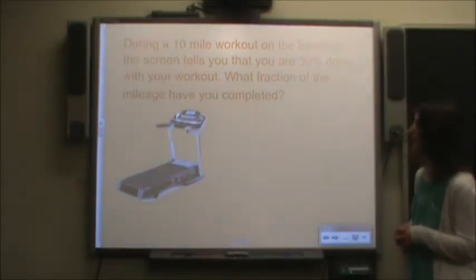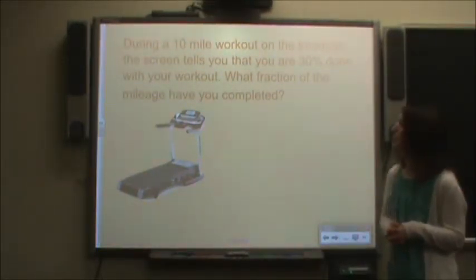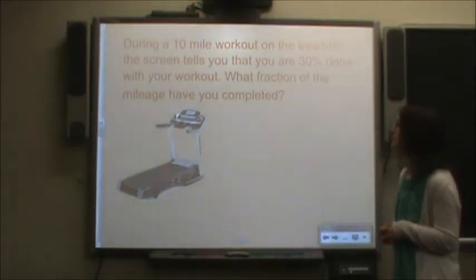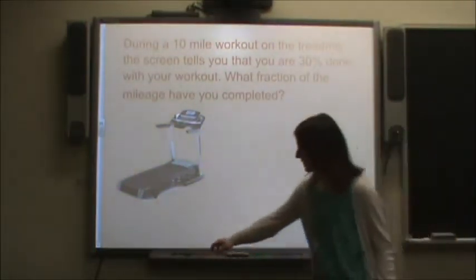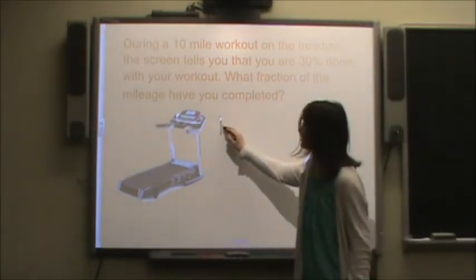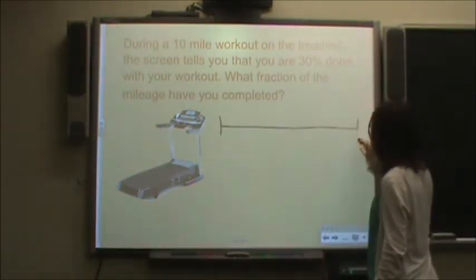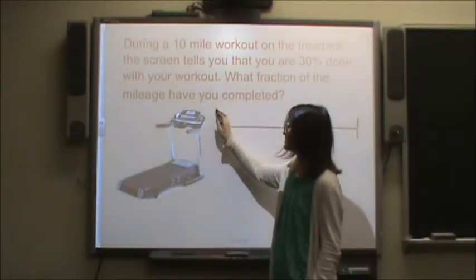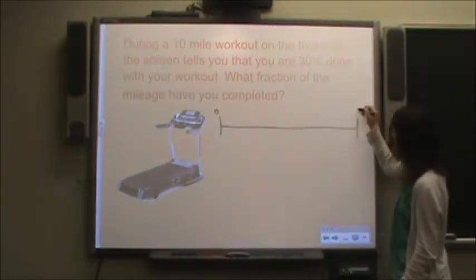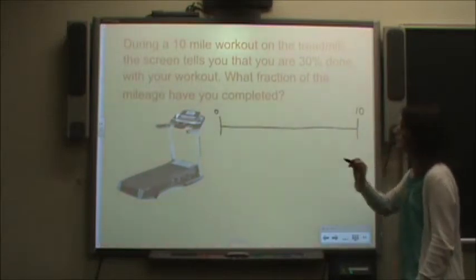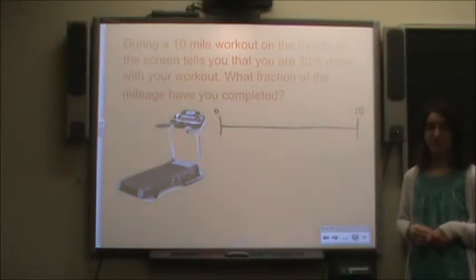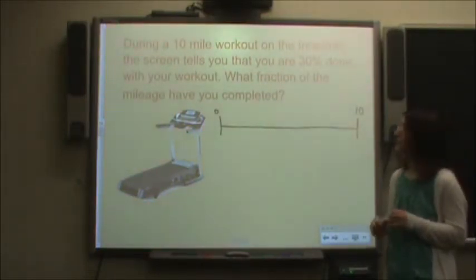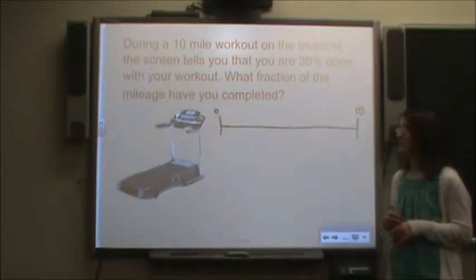So let's try a word problem. During a 10-mile workout on the treadmill, the screen tells you that you are 30% done with your workout. What fraction of the mileage have you completed? So, let's just give a visual here. Let's say this is the starting point. So this is 0 miles, and your goal is to get to 10 miles. And the machine is telling you that you're 30% done. So how many miles, or what fraction of the miles have you completed?